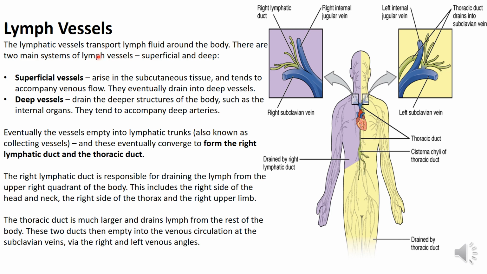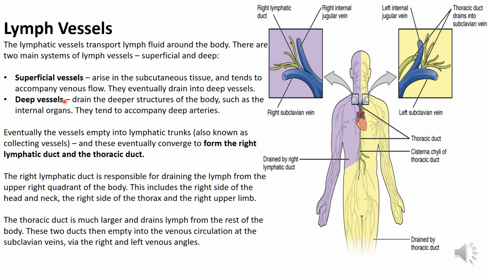There are two main systems of lymph vessels. They are superficial and deep. The superficial vessels arise in the subcutaneous tissue. They tend to accompany venous flow. Superficial lymph vessels are seen in subcutaneous tissue. They follow the direction of venous flow. Finally, they unite or drain into the deep vessels.